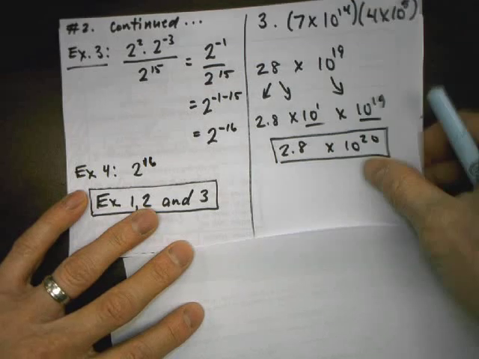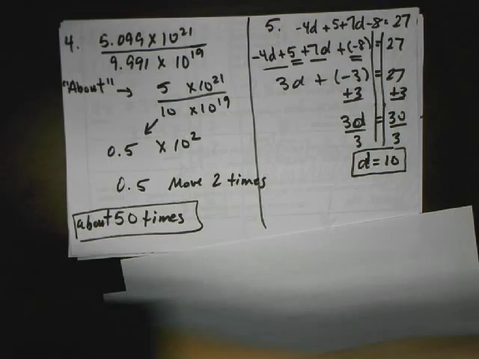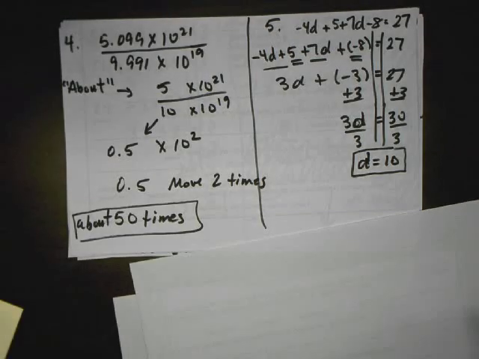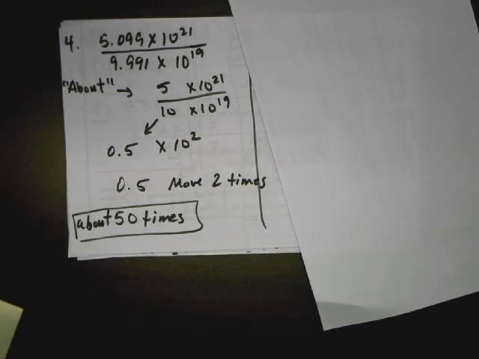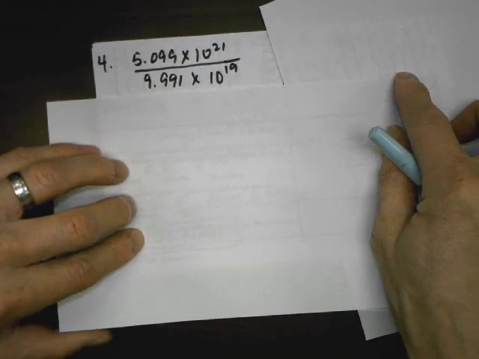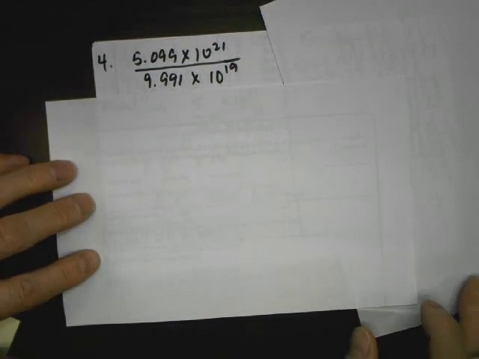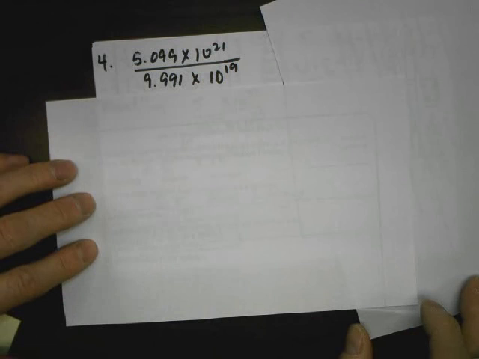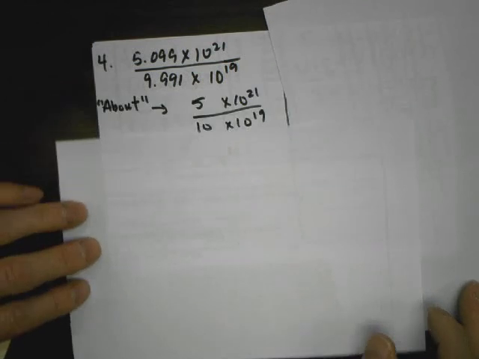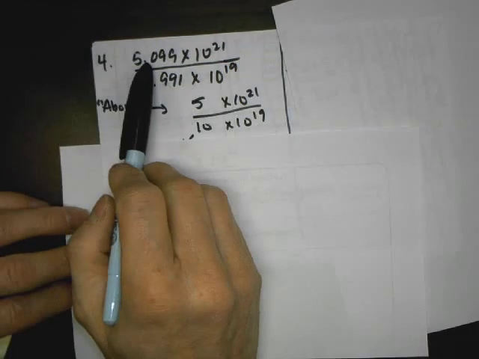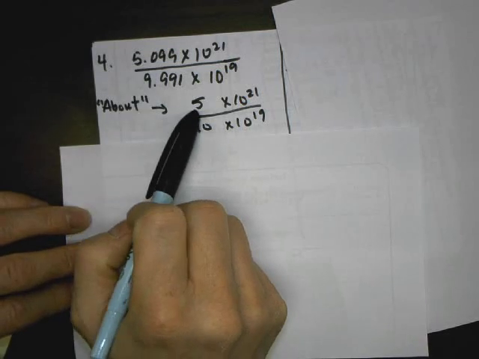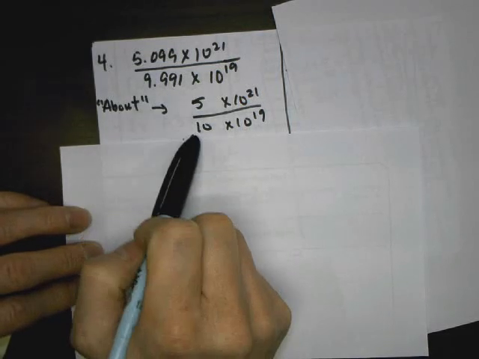Number 4, it says that magic word about. That's our friend. So if we're going to divide these two numbers here, and we know we're going to divide because when they say how many times more, we're going to divide those two. So because they say about, I get to round. 5.099 is basically 5, and 9.9 whatever is the same as 10.